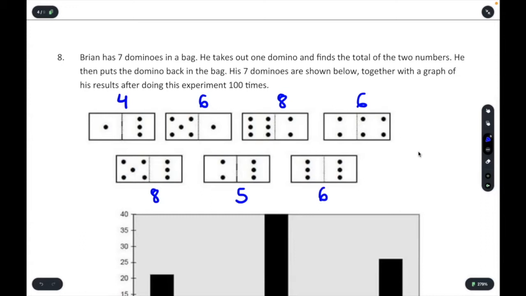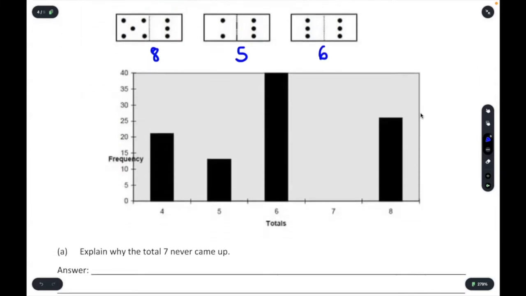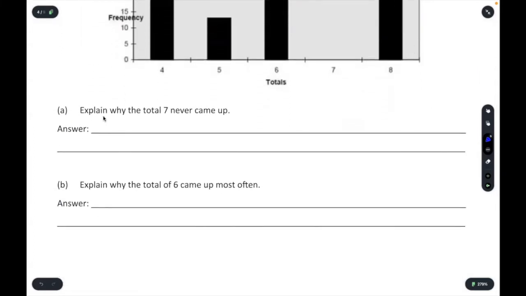If none of the dominoes have a total of 7, then of course he will never get a total of 7 coming out of the bag. So in answer to this question, no domino has a total of 7. As no domino has a total of 7, the total of 7 appears 0 times. It is impossible for him to get this result. So I'm just going to go ahead and write that.